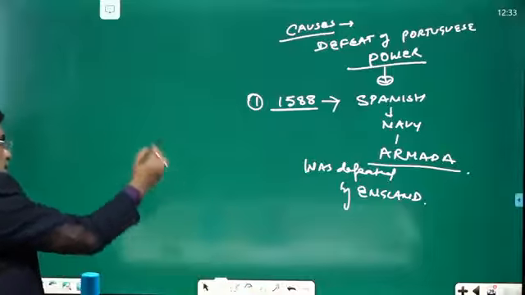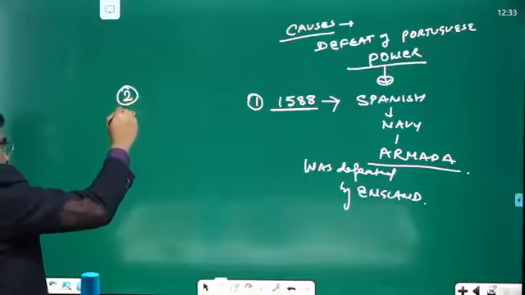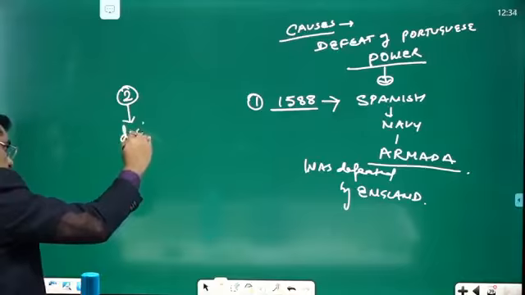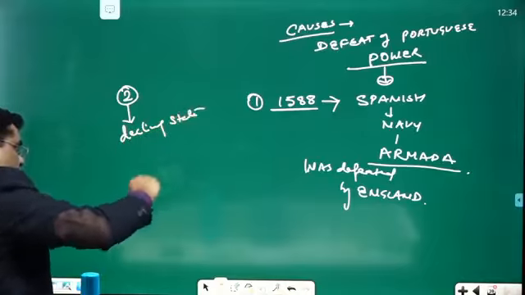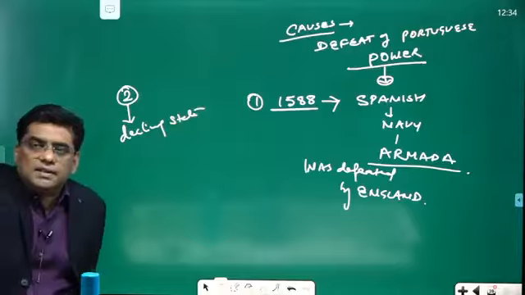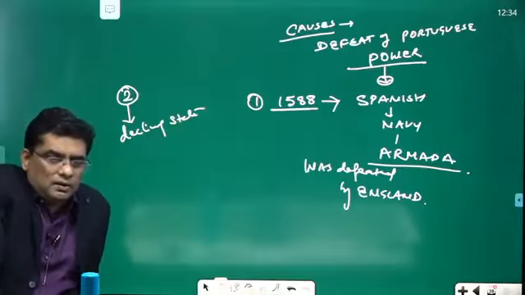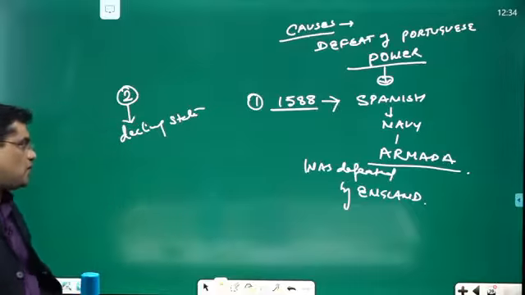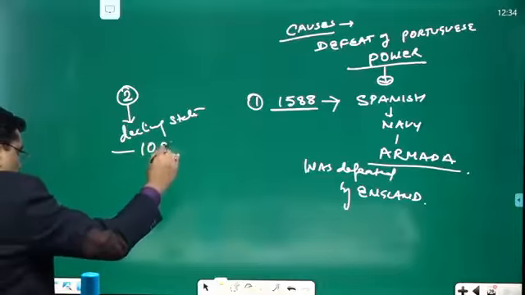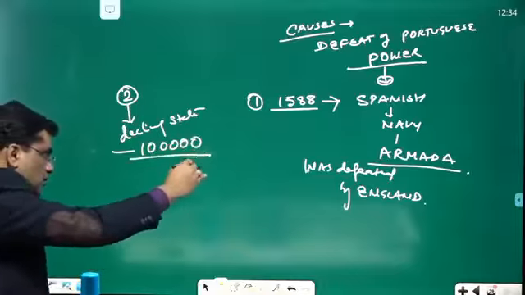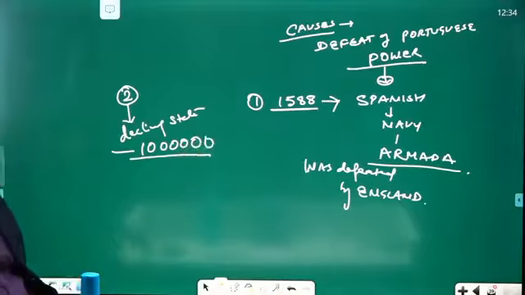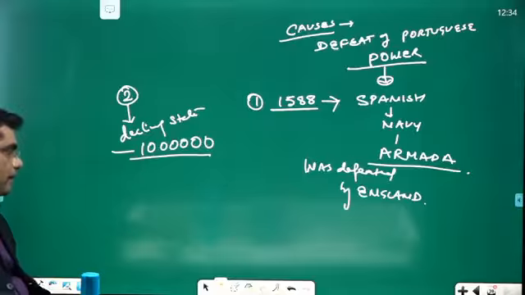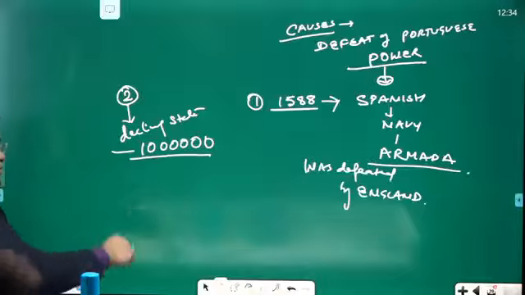Second, the state of Portugal was in the declining stage. What do you mean by declining stage? The state of Portugal was in a state of decline. Their population was very less. 10 lakh population was there.